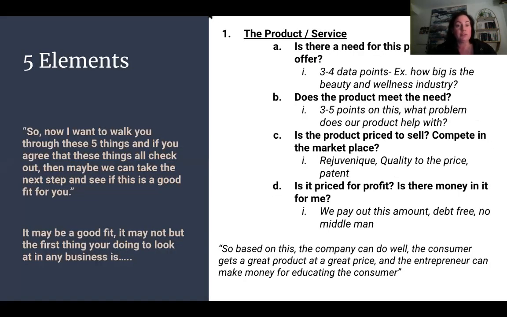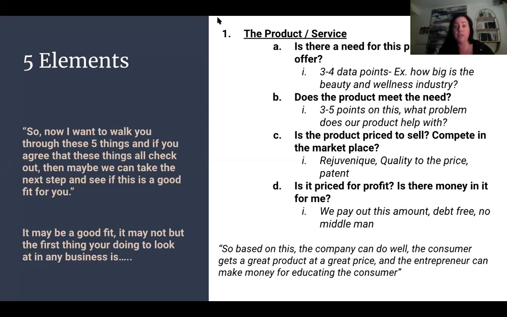All right. 5 elements. So now I want to walk you through these 5 things. And if you agree that these things all check out, then maybe we can take the next step and see if this is a good fit for you. It may be a good fit, it may not, but the first thing you're going to look at in any business is the product or service. And then there's 4 questions that you're going to go through.